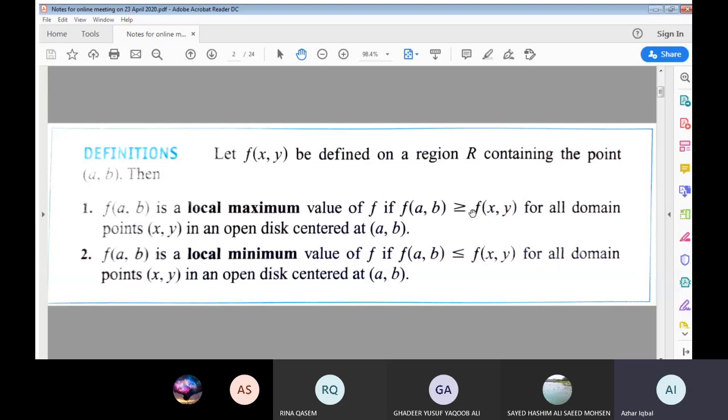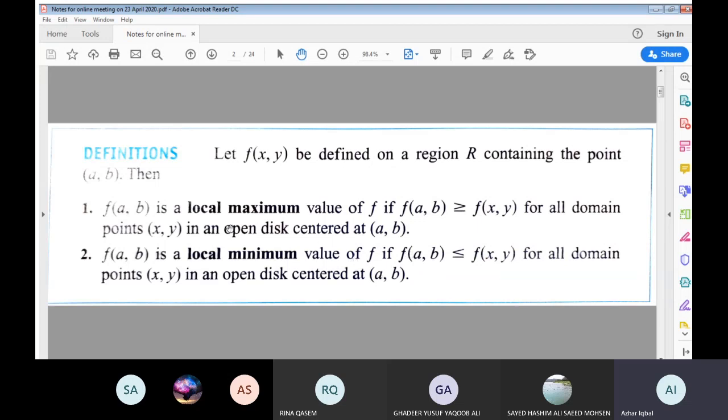Okay, and similarly, in the other situation, f of (a, b) is a local minimum of f if the value of the function at (a, b) remains less than or equal to the values of the function at all the points located within that disk. Again, you are considering an open disk which is centered at (a, b).